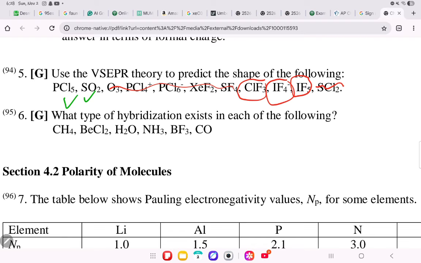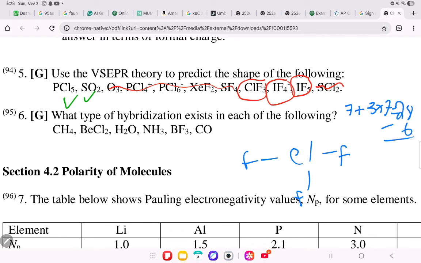So the first one we're dealing with is ClF3. Cl, and then we have 3 F, right? Cl is group 7 plus F is also group 7. So 4 times 7, which is 28 if I'm not mistaken. Yes. So we will subtract from it 6, and we're going to be left with 22. 22 divided by 2, that's going to be 11 lone pairs. So that's going to be 1, 2, 3, 4, 5, 6, 7, 8, 9, and then 10 and 11.